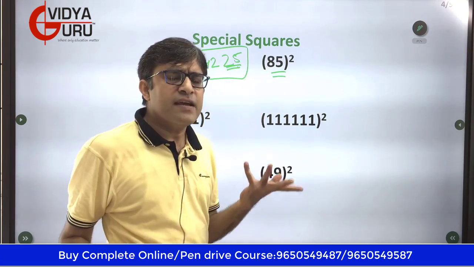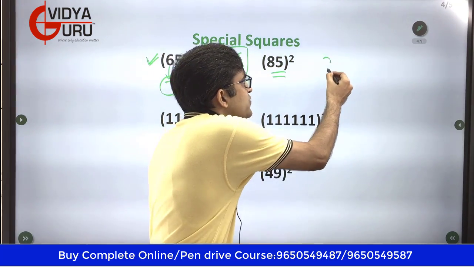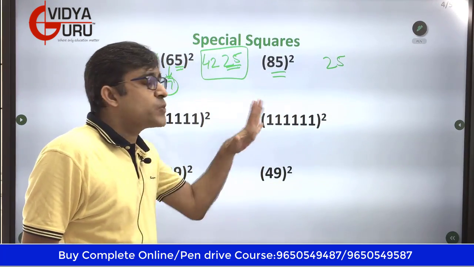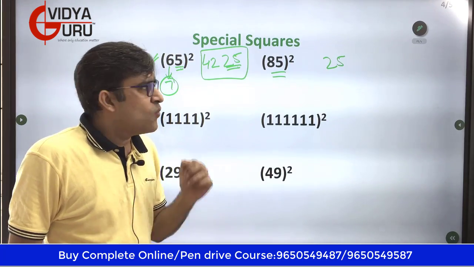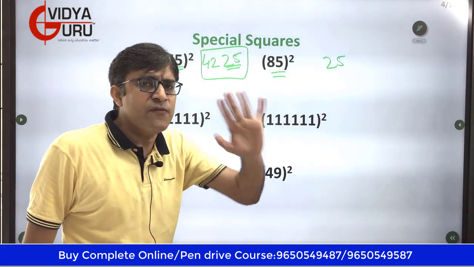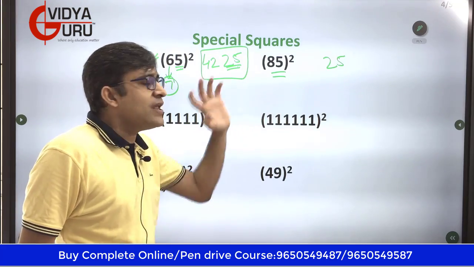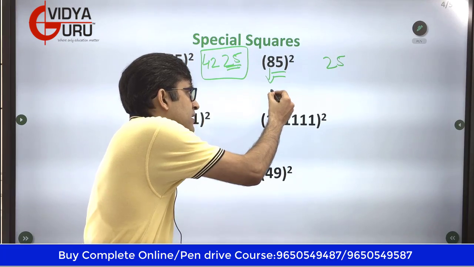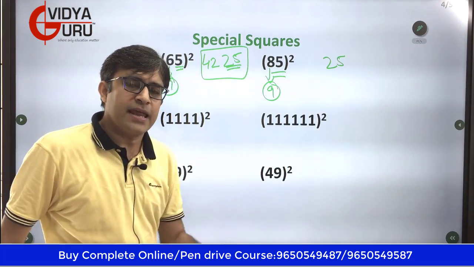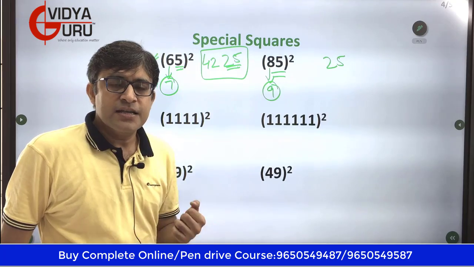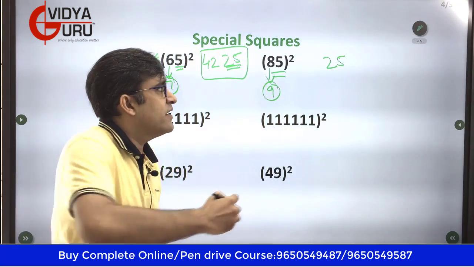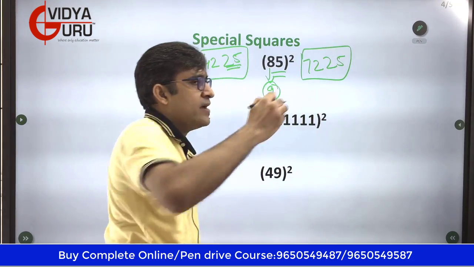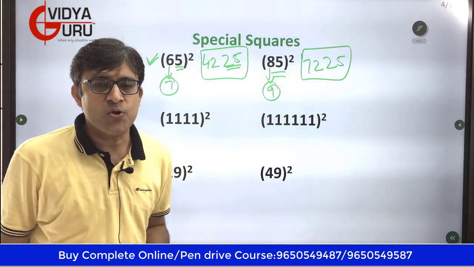Similarly, 85 square. 5 square is what? 5 square is 25, I told you. Whenever you have to find the square of a number which ends in 5, you straight away write 25 towards the end. What you are left with is 8. 8 has to be multiplied with the next number, which is 9. So 8 9s are 72. So the answer turns out to be 7225.